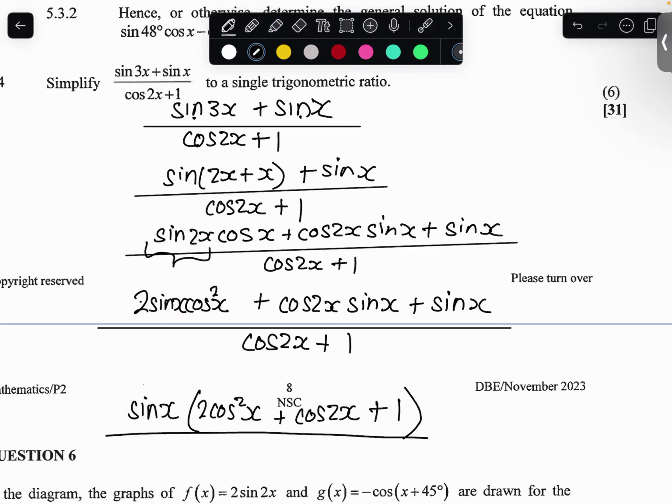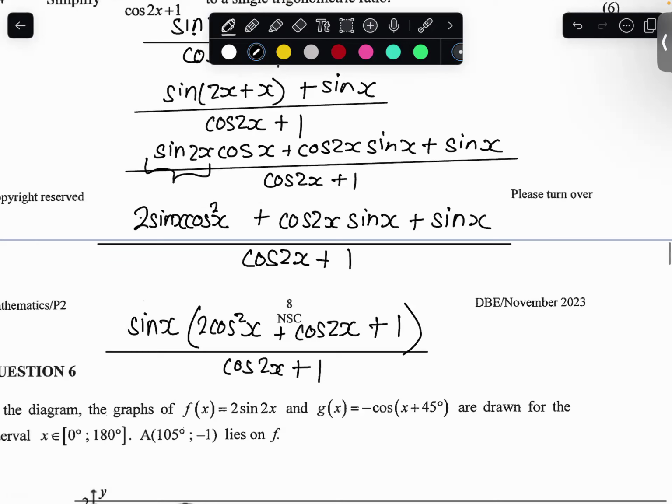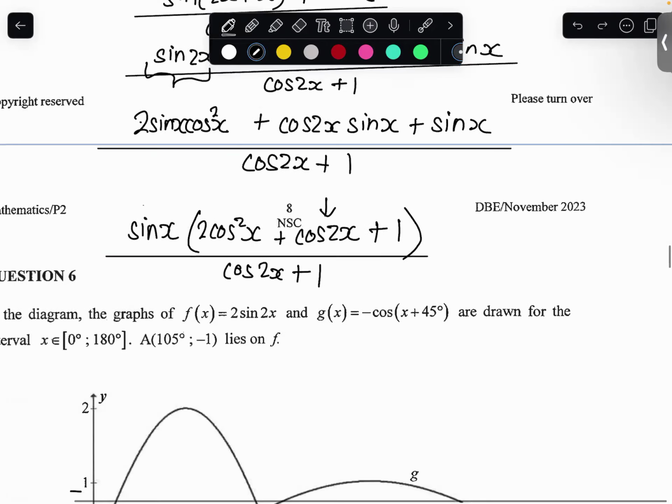This is all over cos 2x plus 1. Okay, this I'm now going to change into something that's going to cancel out this 1. So it's going to give me sine x into 2 cos squared x. I just brought that down.